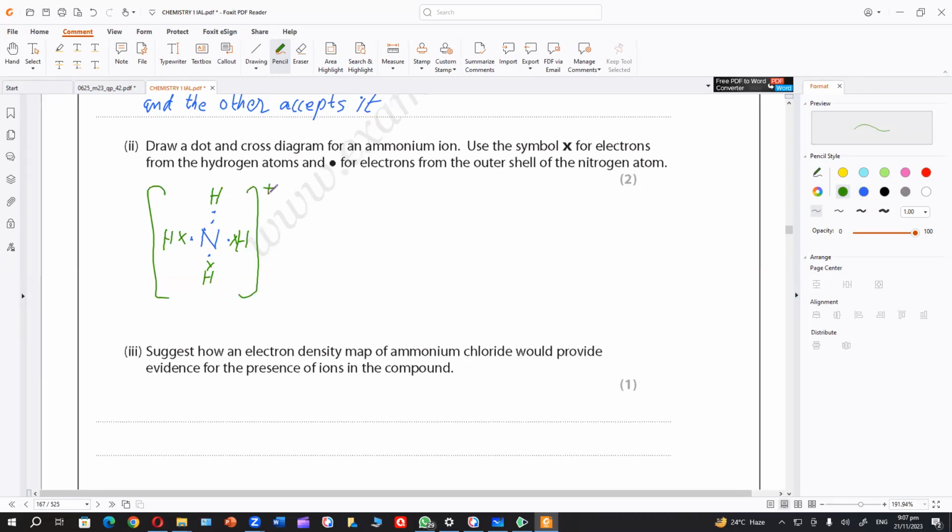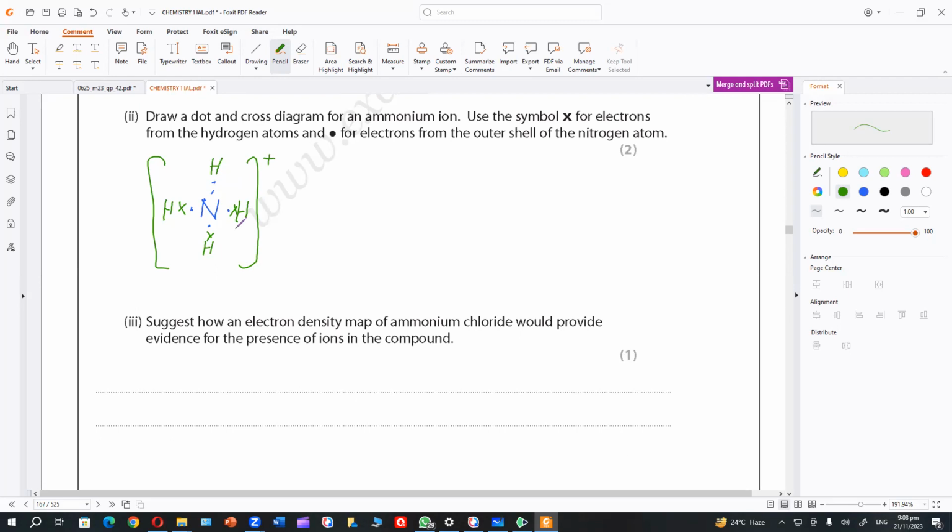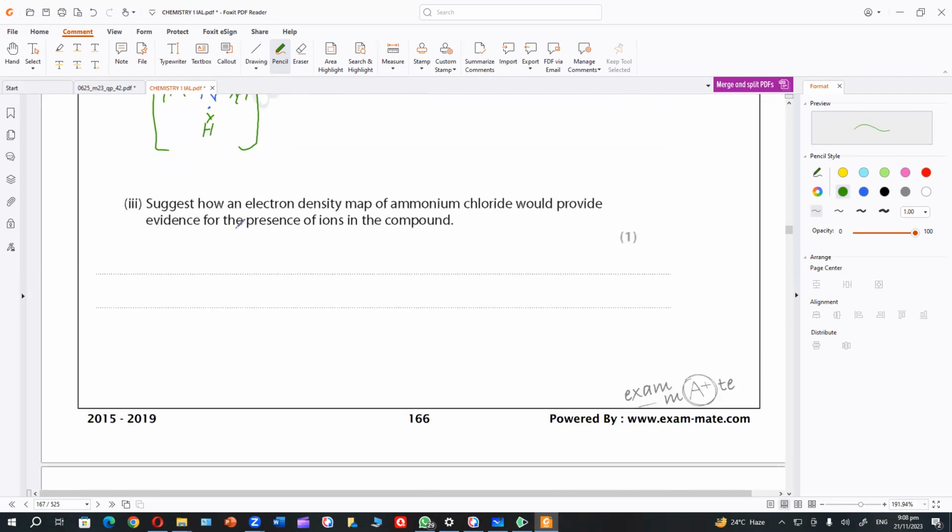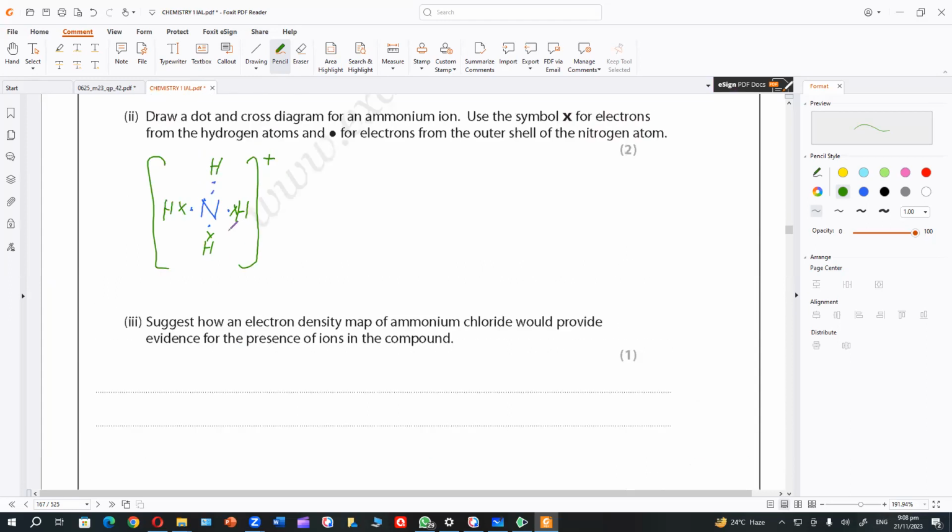Look at this working. It's plus because H is plus, so the overall charge of the entire ion will be plus, right? Next: how an electron density map of ammonium chloride would provide evidence for the presence of ions in the compound. Now, this is a bit tricky part.